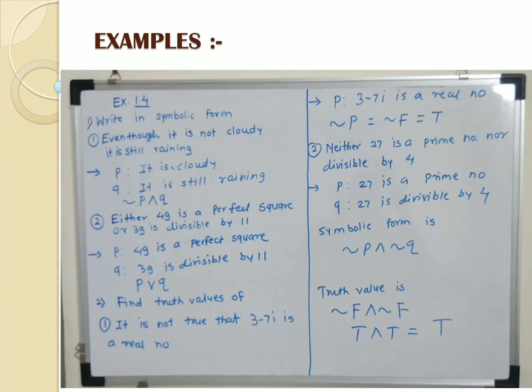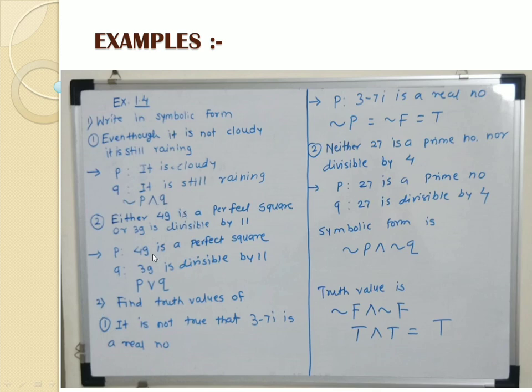So here are the solutions of this example. I will explain how to solve it. In this type of example, you first have to write the statements P and Q as simple statements. So the first statement is it is not cloudy. But when we write the statement P, you don't have to write the negation. So P is it is cloudy, and Q is it is still raining. Now even though is an example of conjunction, so the symbolic form of this statement is negation of P and Q. Here we write the negation because the statement is even though it is not cloudy. So negation of P and Q.